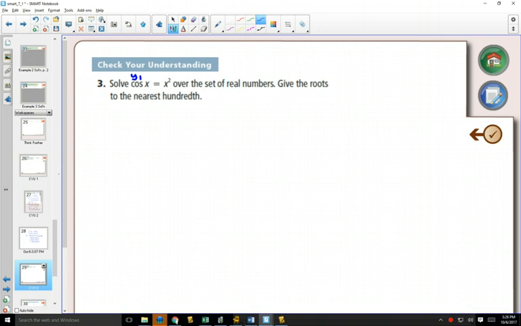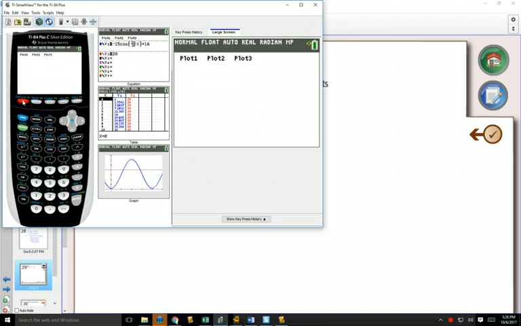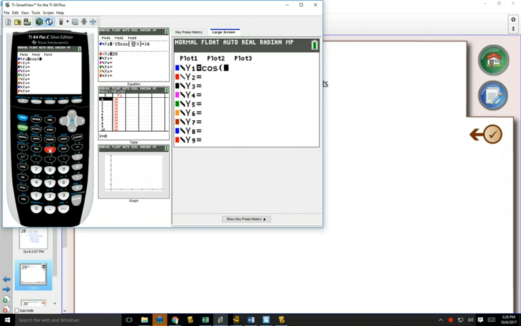We're going to type the left side of our equation into y1. We're going to type the right side of our equation into y2. So we go to our graphing calculator, clear everything out. So y equals, clear this equation out from before, and that one. And so in y1, we're going to put cos of x. And in y2, we're going to write x squared.